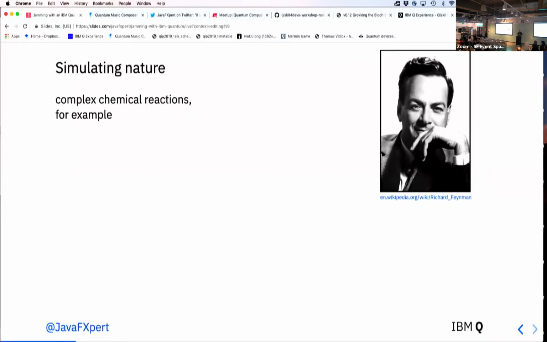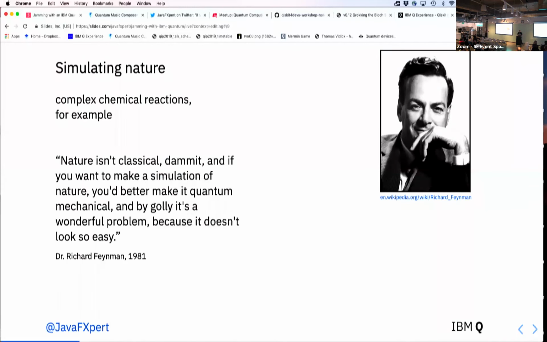In 1981, Dr. Richard Feynman challenged the world to create a quantum computer. He's a famous physicist that pioneered the area of quantum physics. And he said, nature isn't classical. If you want to make a simulation of nature, if you want to be able to model these electrons, then you'd better make it quantum mechanical. And by golly, it's a wonderful problem, because it doesn't look so easy. And it's not easy building a quantum computer.